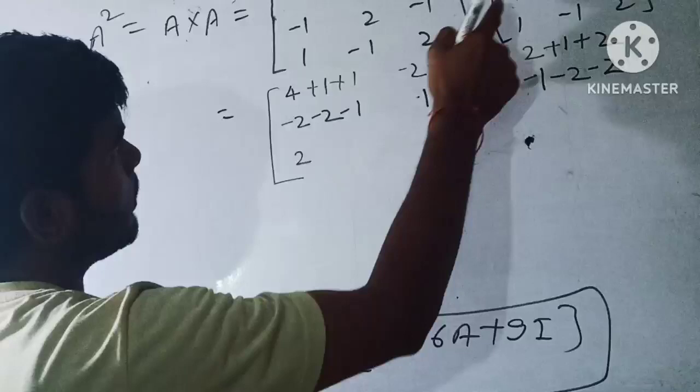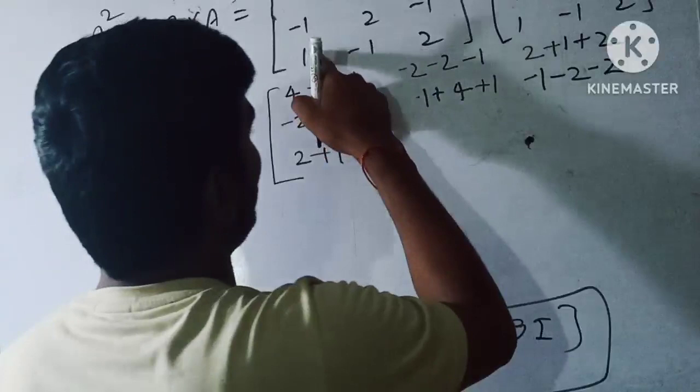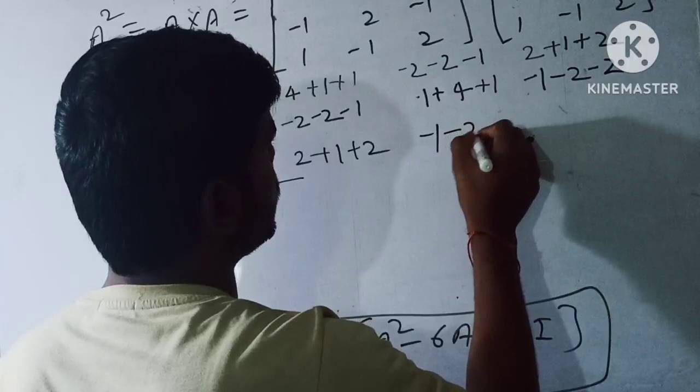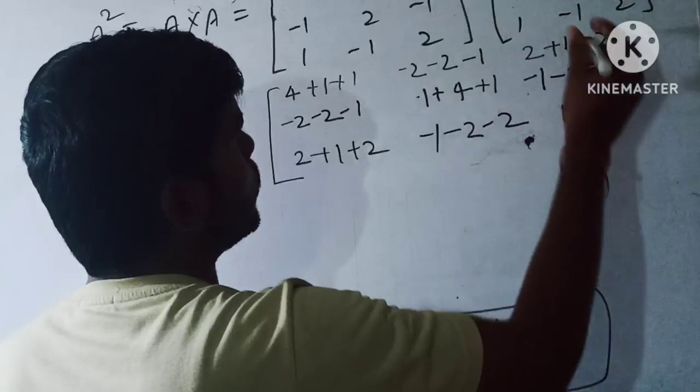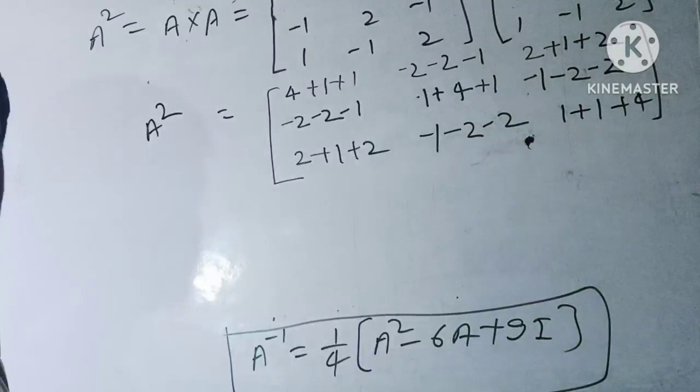1 into 2, 2, -1, -1, +1, 2 into 1, +2, and 1 into -1, -1, -1, +2 into -2, 2 into -1, -2, right? So 1 into 1, 1, -1, -1, +1, 2 into 2, +4, right? That is A square, right?